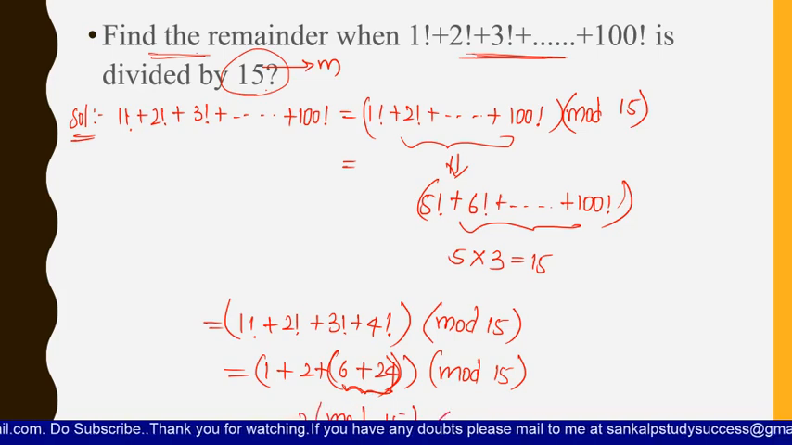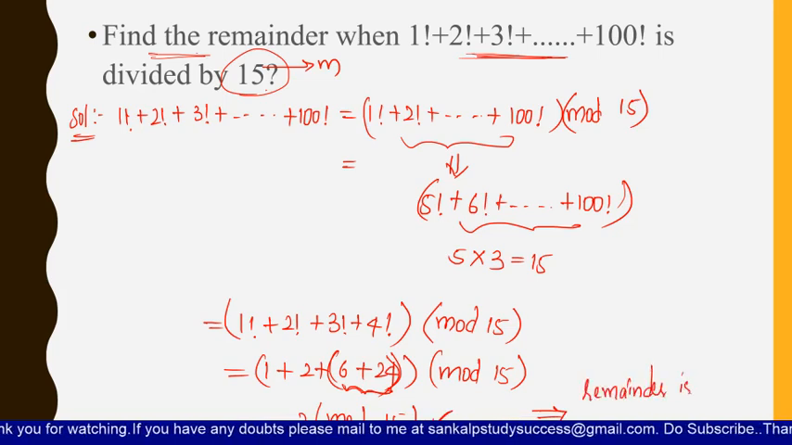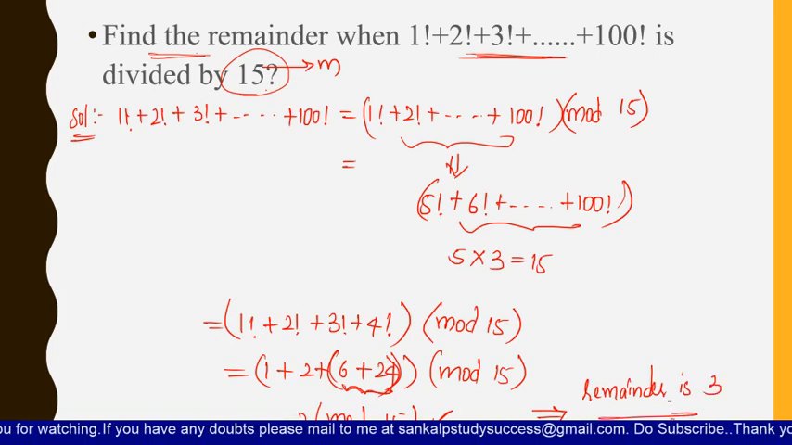3 mod 15. You cannot simplify this further, right? 3 mod 15 is again just 3 only. So the remainder is 3. So the remainder is 3 in this case. Hope you understand. If not, let us recap it once again.